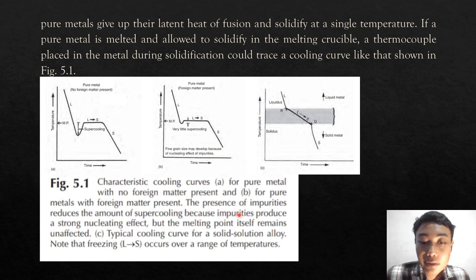The presence of impurities reduces the amount of supercooling because impurities produce a strong nucleation effect, but the melting point itself remains unaffected. See the typical cooling curve for solid solution alloys. Note that freezing from L to H occurs over a range of temperatures.